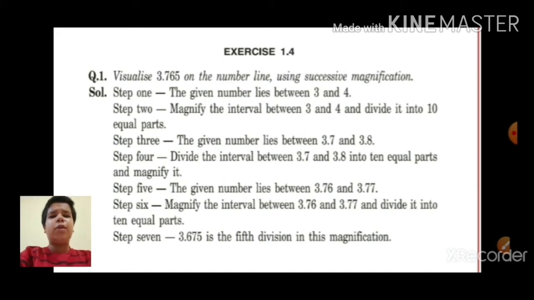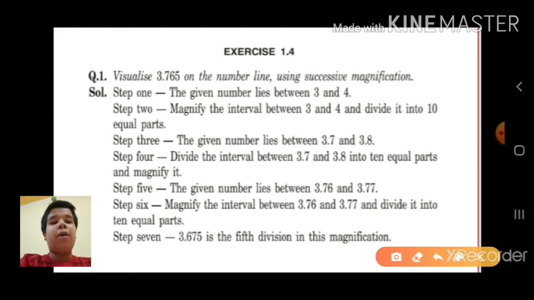So what we have to do is show the number 3.765 on the number line with the help of successive magnification. Successive magnification means we have to draw multiple lines that magnify the number we are going to show. So let's start with the answer.